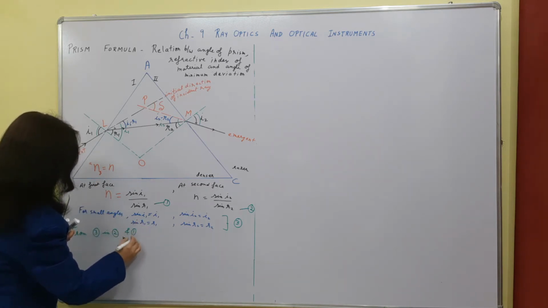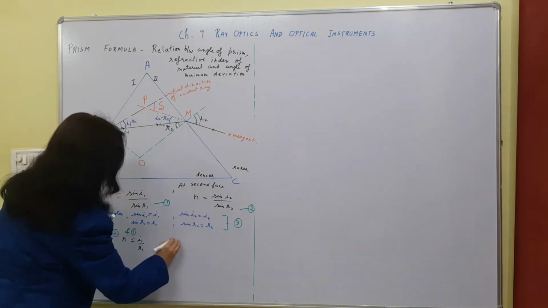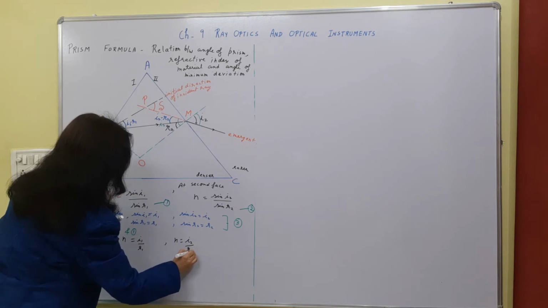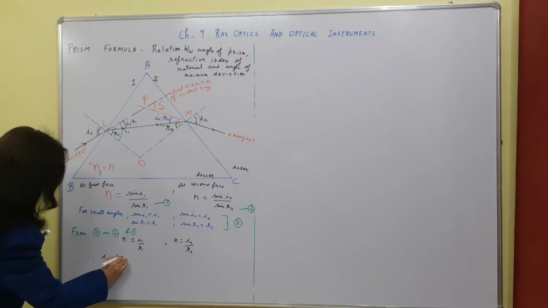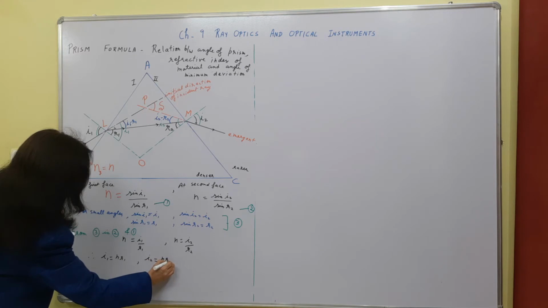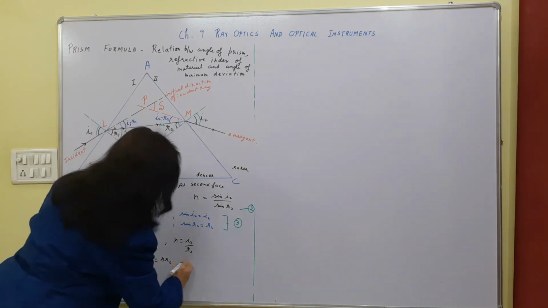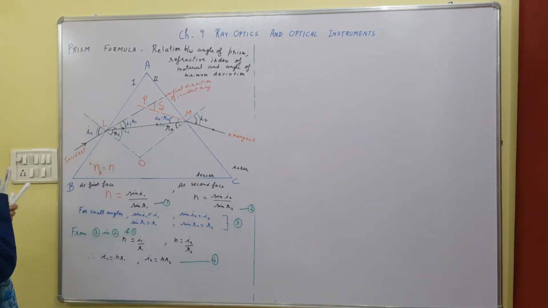So n is equal to I1 upon R1. Similarly, from here, n is equal to I2 upon R2. Therefore, I1 is equal to nR1 and I2 is equal to nR2. This I am marking as equation 4. Now, let's consider the triangle PLM.